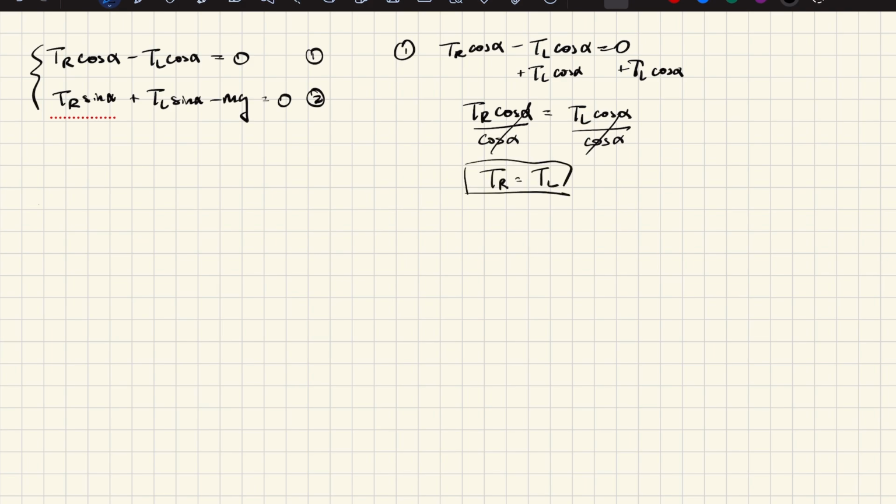Okay, this is a nice intermediate result. This maybe shouldn't be so surprising because we're hanging from the monkey bars and our arms are kind of doing the same thing, right? Our arms are symmetric, and so it shouldn't be too surprising that the tension in our arms is the exact same. But this has the benefit of being able to be substituted into the second equation. Because we know that TR is the same as TL, then every time we see a TR, we can just replace it with a TL.